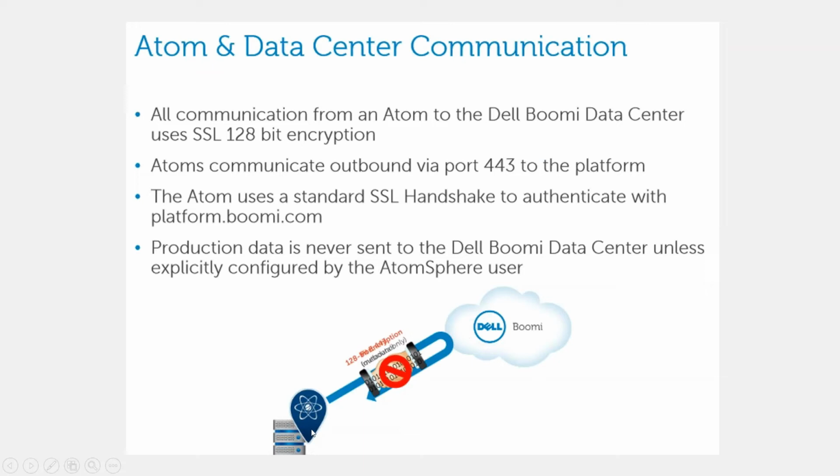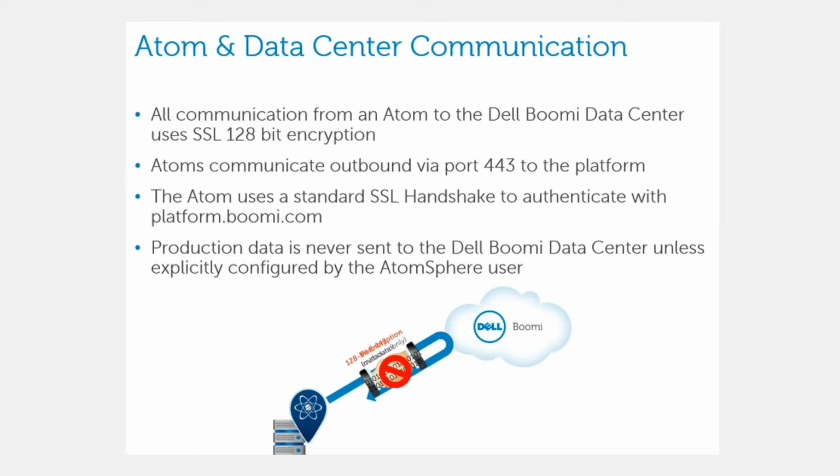If you see here, this is an Atom, a runtime engine loaded onto your system. The communication should happen between your Atom and the platform. The platform is a Dell Boomi platform instance, the Boomi code running. The communication between the Atom and the data center uses SSL 128-bit encryption, so the data is secured, and they communicate only through outbound port 443, right? And the Atom uses a standard SSL handshake to authenticate with platform.boomi.com.